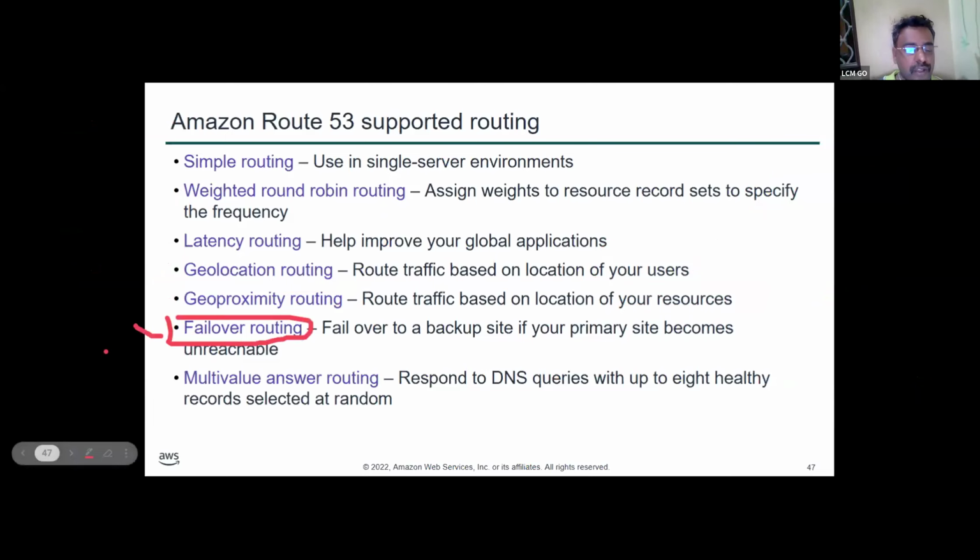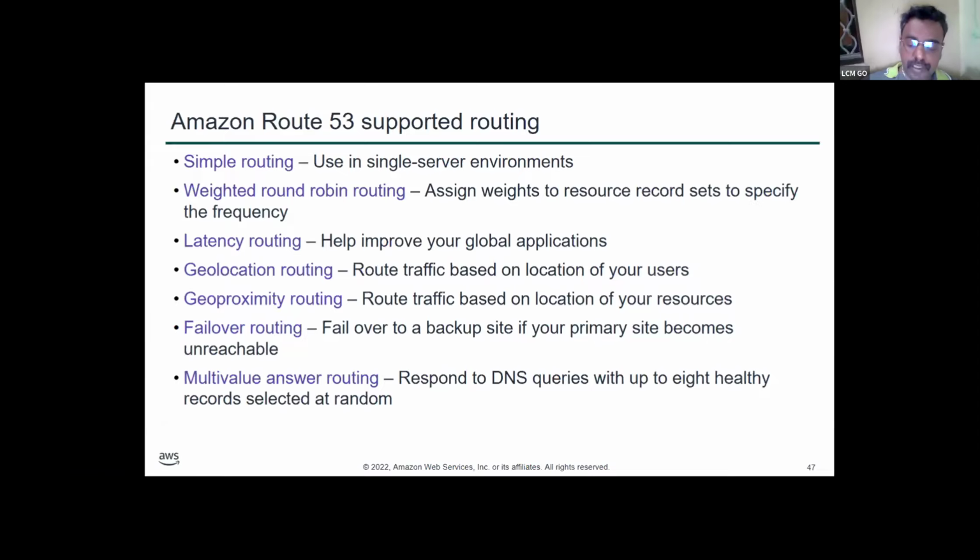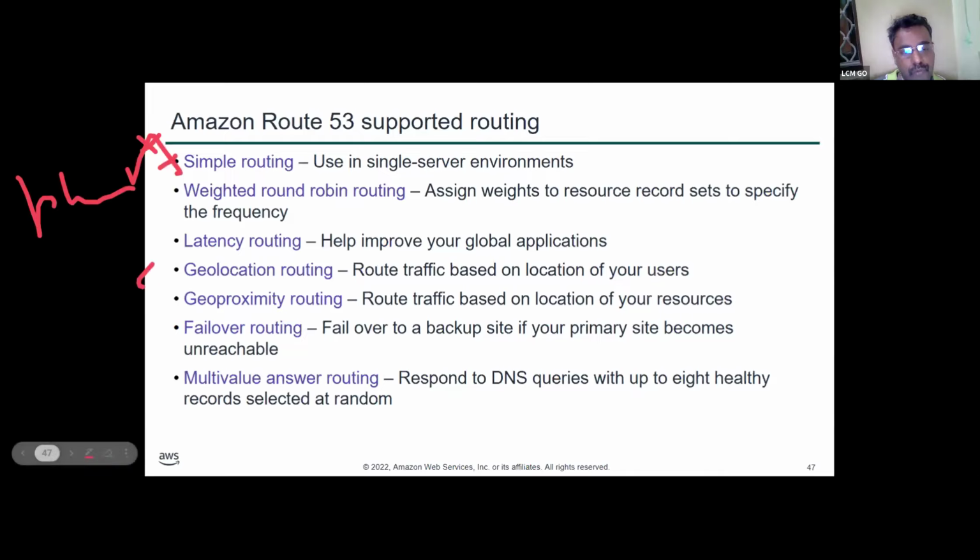Failover routing. Now, in the previous slide, in the structure, I explained to you plan 1 and plan 2, correct? Plan A and plan B. So if plan A failed, I'll go to plan B. So failover to a backup site if your primary site becomes unreachable. When it is unreachable, I want to display ads or some other things, right? That is your failover routing.